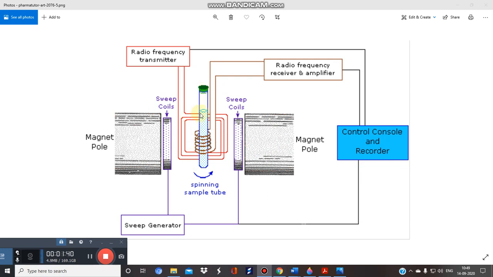Another important part is the radio frequency transmitter. In UV and visible spectra we use wavelengths of 200 to 800 nanometers, and in the case of IR we use different types of IR radiation. In the case of NMR, we use radio frequency.